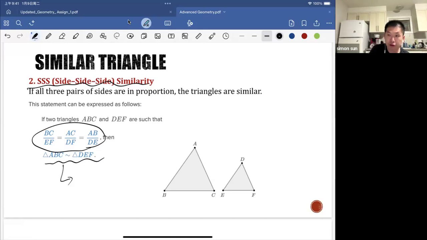Once you prove those two triangles are similar, you can use angle A equal to angle D, angle B equal to angle E, angle C equal to angle F to solve questions. But before that, you have to prove these two triangles are actually similar. That's the second way to prove similarity.